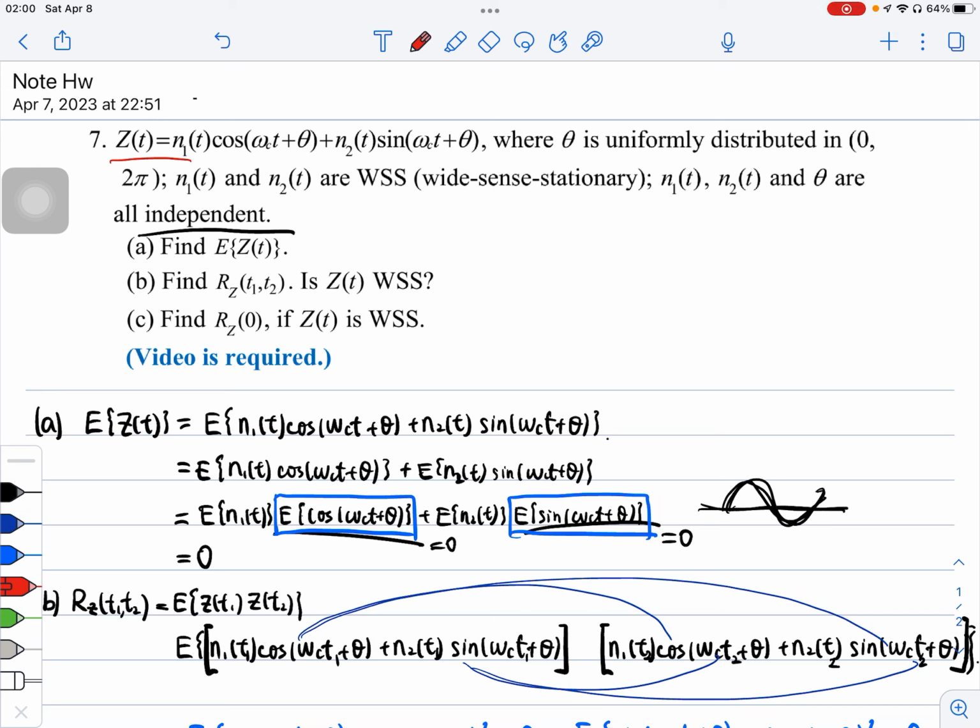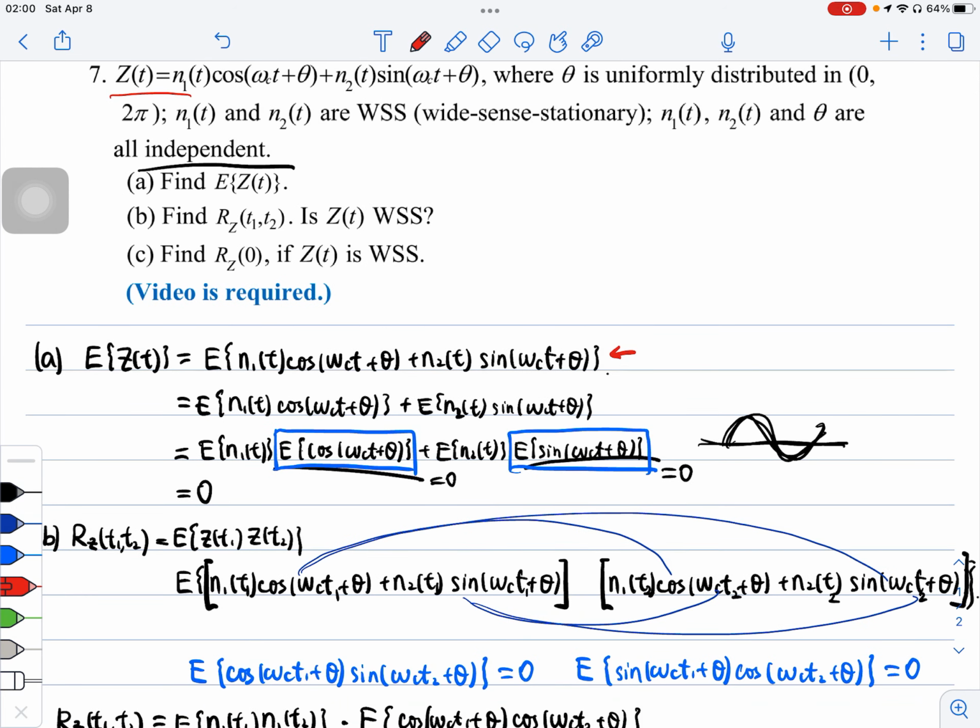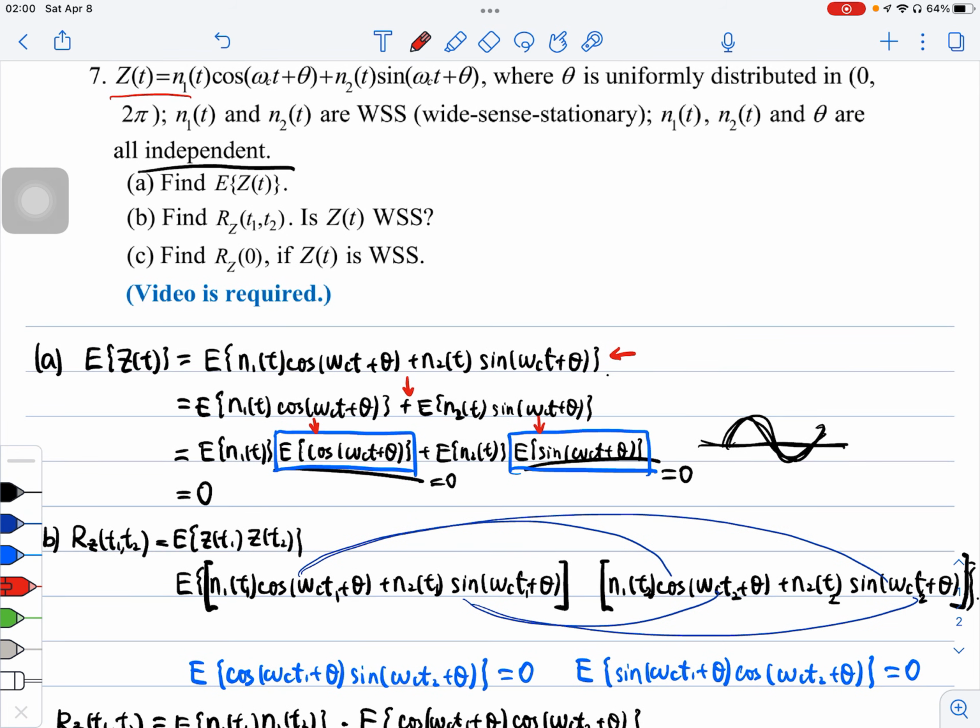First, we want to find the expectation of Z(t). We just put it here, and because they are all independent, we can separate them into this one and this one. We know that the expectation of cosine(omega_c t plus theta) and sine of it are both 0. So the result is 0.